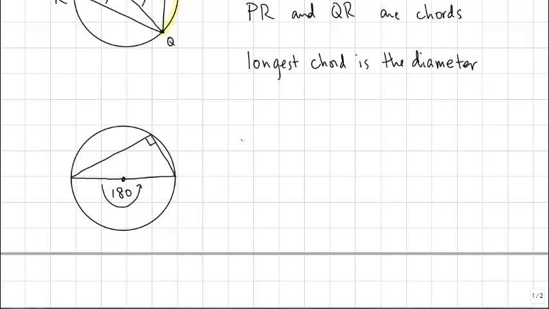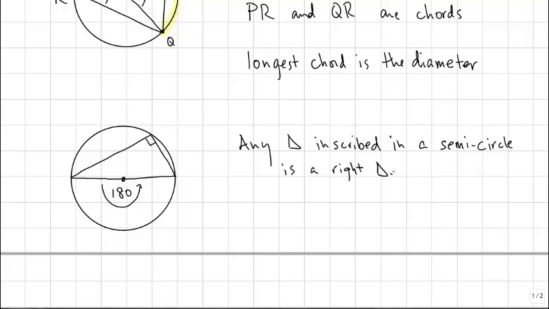So any triangle inscribed in a semicircle is a right triangle, as long as one of the sides of the triangle is the diameter. So any triangle inscribed in a semicircle is a right triangle. That's a very important property, and that comes up in a variety of problems.